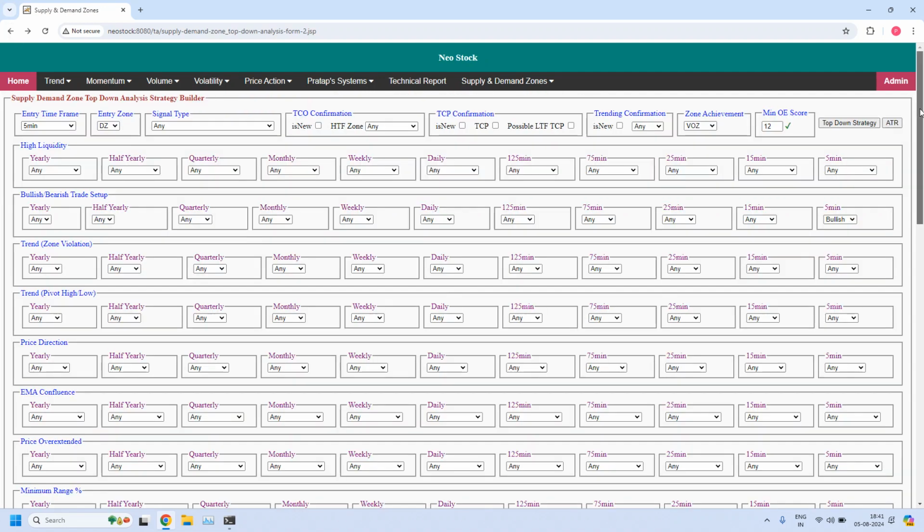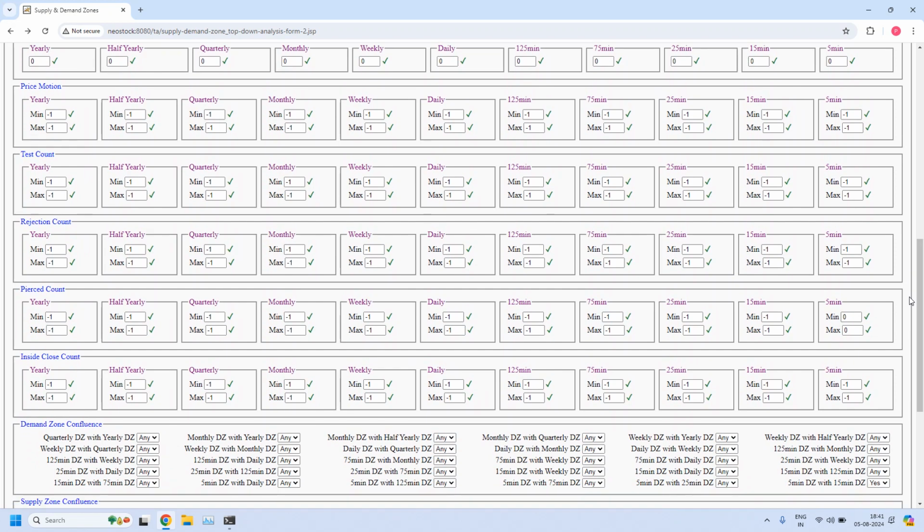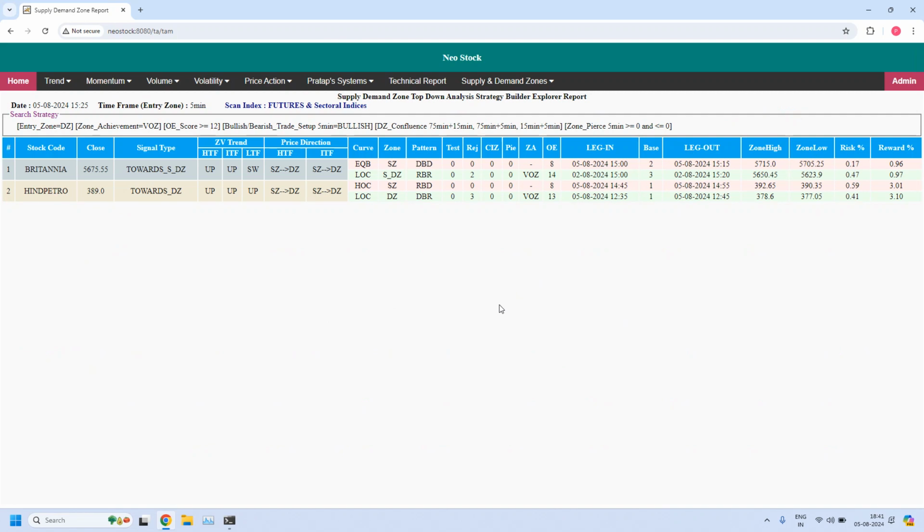So let me go back, and now I am enabling HTF confluence with ITF and LTF. So 5 minutes with 15 minutes and also 5 minutes with 75 minutes demand zone we enabled, and 15 minutes with 75, that is ITF and HTF confluence. Now all the 3 are enabled. Let us check how many are filtered. Both the stocks. That means both the stocks are supporting confluence with HTF and ITF, HTF and LTF, and also ITF and LTF. Good.